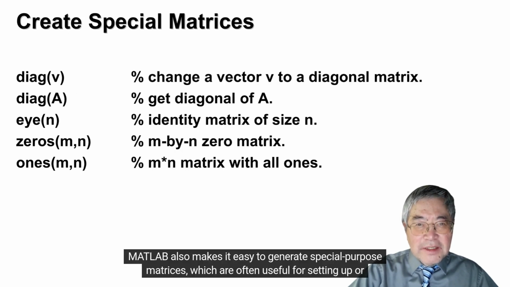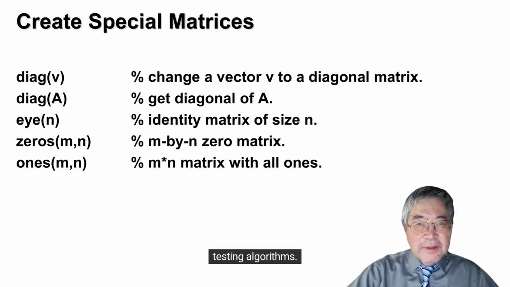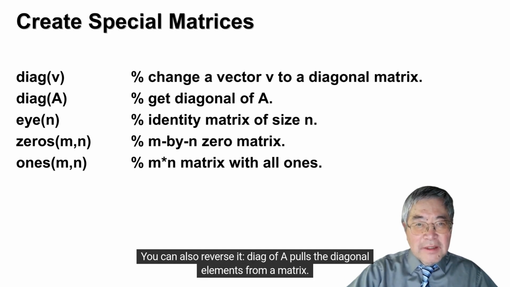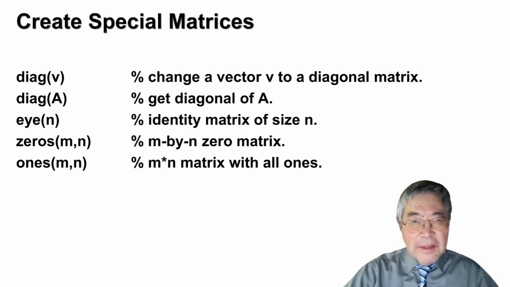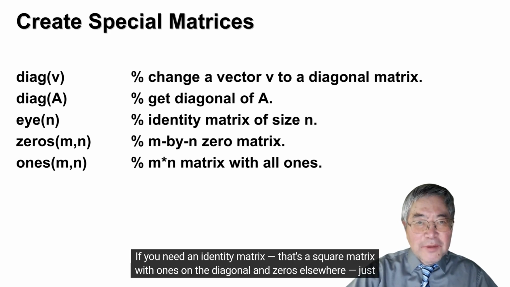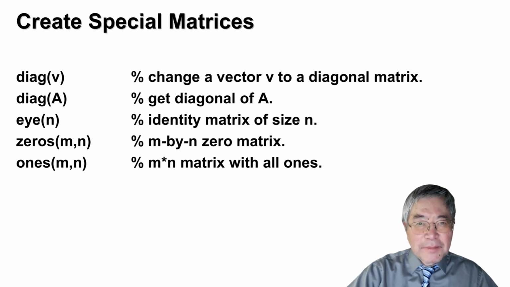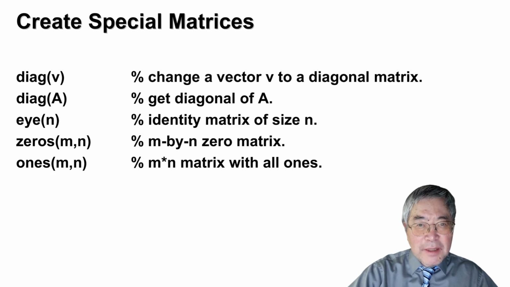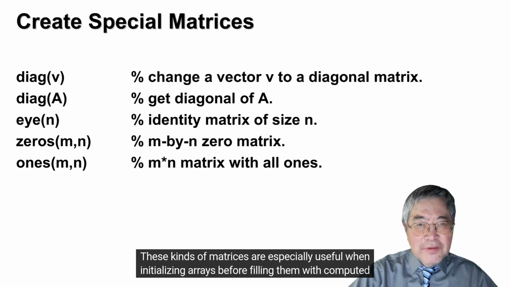Matlab also makes it easy to generate special-purpose matrices, which are often useful for setting up or testing algorithms. For example, diag(v) creates a diagonal matrix from a vector. You can also reverse it. diag(A) pulls the diagonal elements from a matrix. If you need an identity matrix, that's a square matrix with ones on the diagonal and zeros elsewhere, just write eye(n). To create a matrix full of zeros, use zeros(m,n). If you need one filled with ones, use ones(m,n). These kinds of matrices are especially useful when initializing arrays before filling them with computed values.